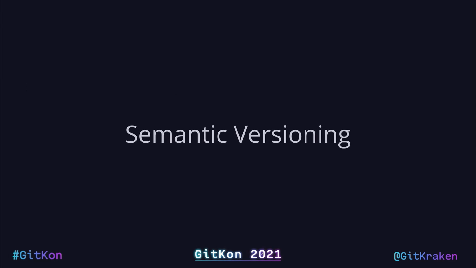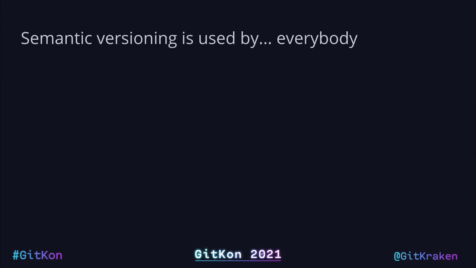Let's dive into it. Semantic versioning, what is it? Semantic versioning is just a number schema. That's all it is. It's a pretty industry standard practice for software development to indicate the degree of changes that have gone out since the previous production release of a piece of code. Semantic versioning is used by everybody. When I mean everybody, I mean pretty much everybody. If you look at any piece of software you use today, most likely they're tracking their changes using semantic versioning.